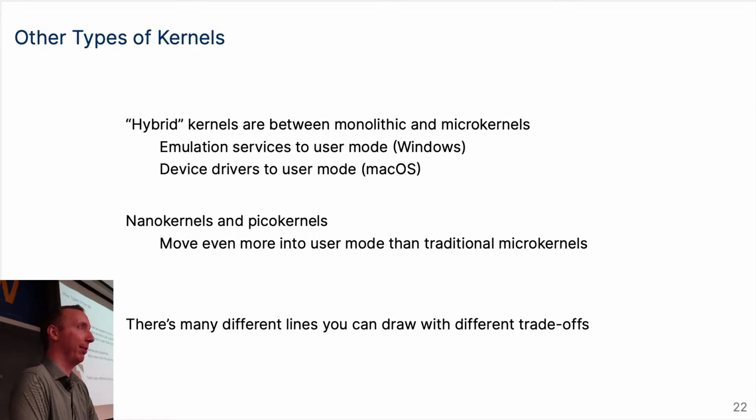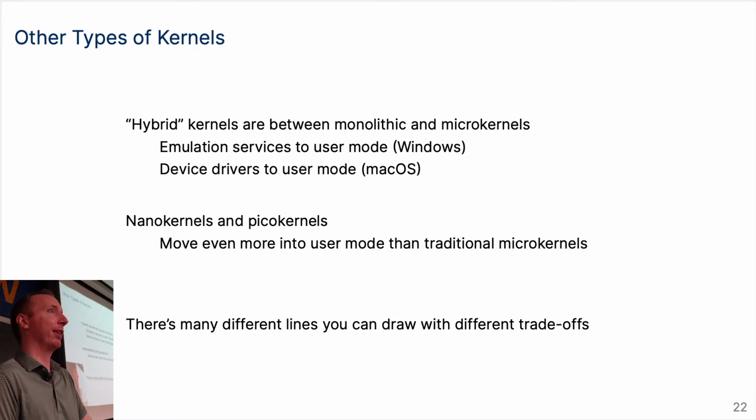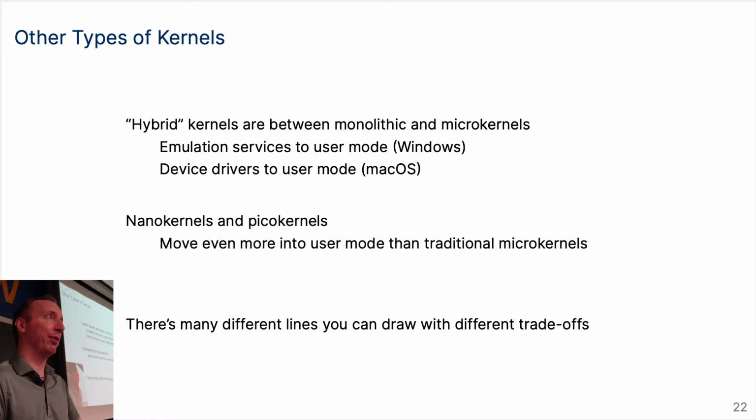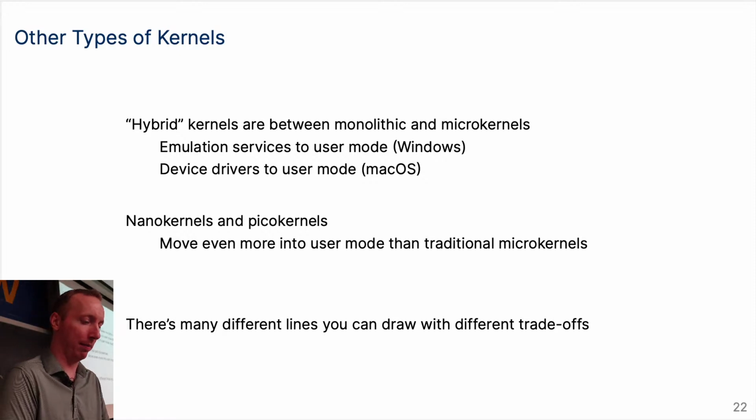So there's other types of kernels. Those are pretty much the two extremes. Most kernels fall kind of in the middle, a hybrid, depending on whatever the developer feels like. So in most kernels, some emulation services will be in kernel mode. In Windows, it's in user mode. So it's mostly monolithic, but it has a little bit of microkernel stuff in it.